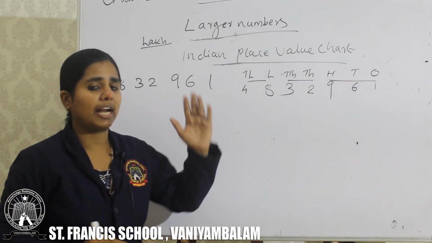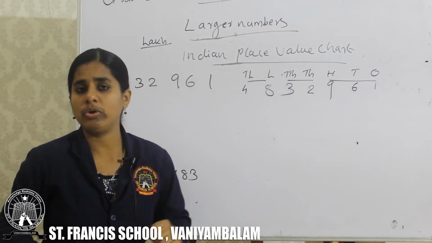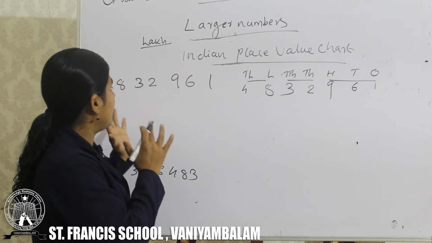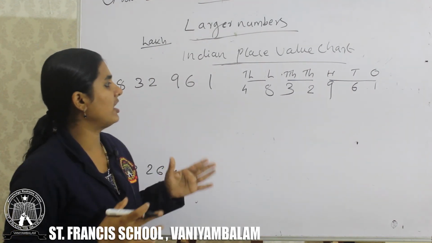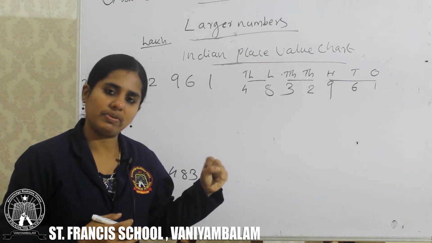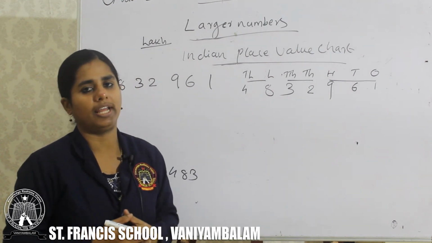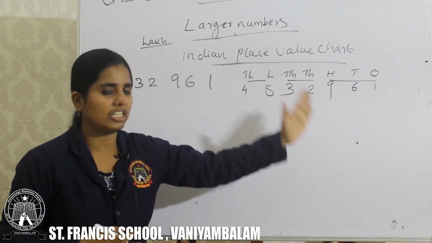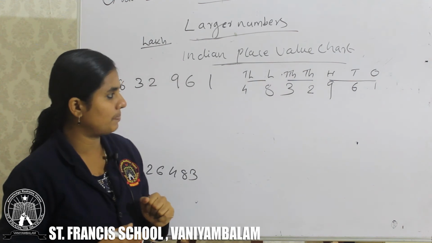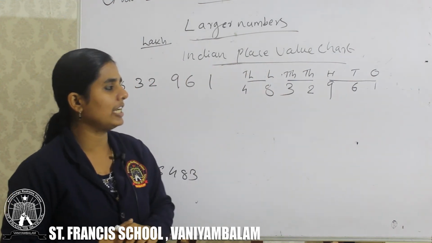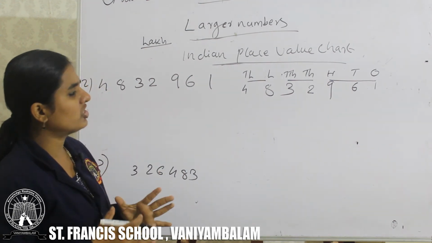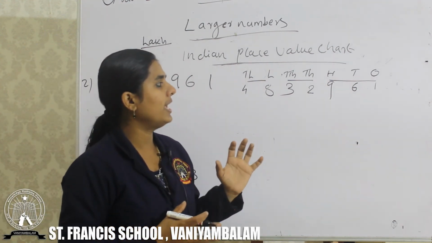This is our first step: write the place value chart according to the Indian system of numeration. Then our second step: each number we want to place below the place value chart. Every time, the number on the right side you write on the right side only. In the ones place we write the ones digit. For the tens place, you write below the tens place. For the hundreds place, we write below the hundreds place, like that. Then the third step is we divide.